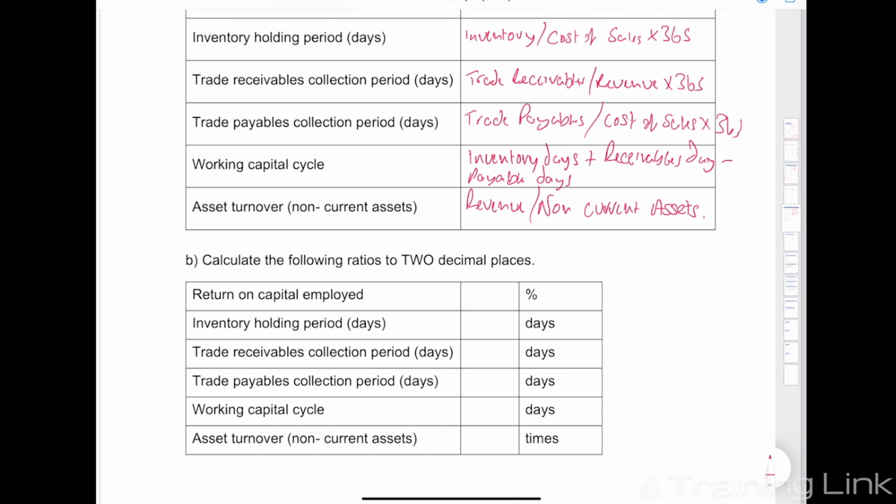So similar to what we did before, now we just need to plug the figures in and that will get us our ratio answers.